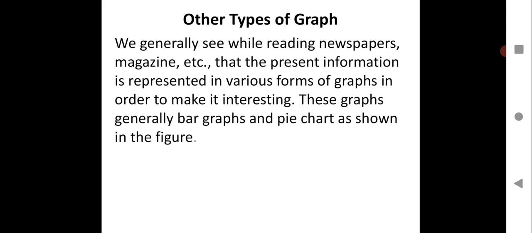So we generally see while reading newspapers, magazines, etc., that the information is represented in various forms of graphs in order to make it interesting. These graphs are generally bar graphs and pie charts as shown in the figure. So let us see some bar graphs and pie charts, children. Since we are learning about graphs, you need to have some knowledge about graphs. You all know what a graph means. Let us see some different types of graphs.